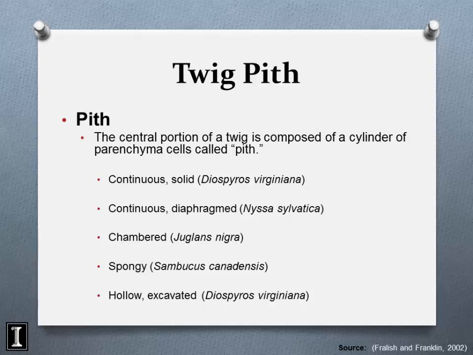Yeah, all right. Twig pith. Pith is just the central portion of a twig, if it's there, because sometimes it's absent. This fancy term is called parenchyma cells. Don't worry about it. But the pith can be solid, or what we call continuous. It can be diaphragmed. It can be chambered. It can be spongy, or it can be gone, excavated, hollow. Bush honeysuckle is a classic example. You cut into a twig of a bush honeysuckle, there is no pith, it's hollow. It can be very helpful for tree identification or shrub identification purposes.